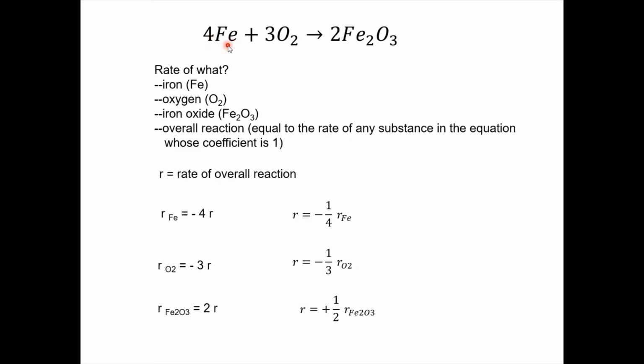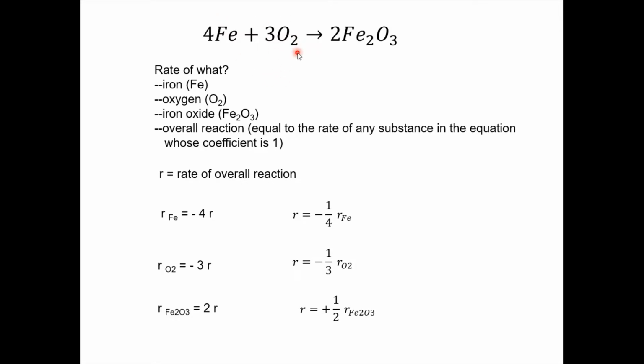In those same 6 months, we had 3 moles of oxygen react. So the rate of oxygen that reacted is 3 moles divided by 6 months, or 3/6, half a mole a month. So every month, 2/3 moles of iron reacted, and half a mole of oxygen reacted.